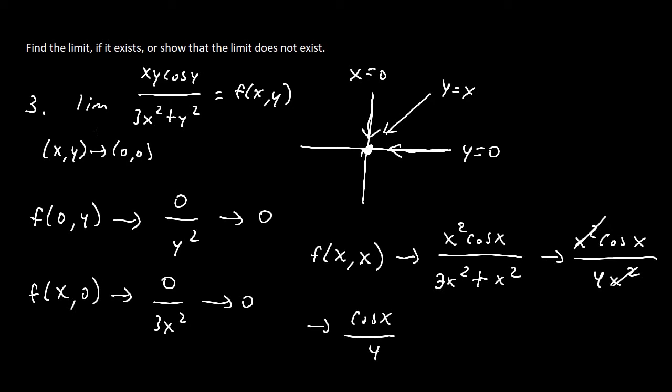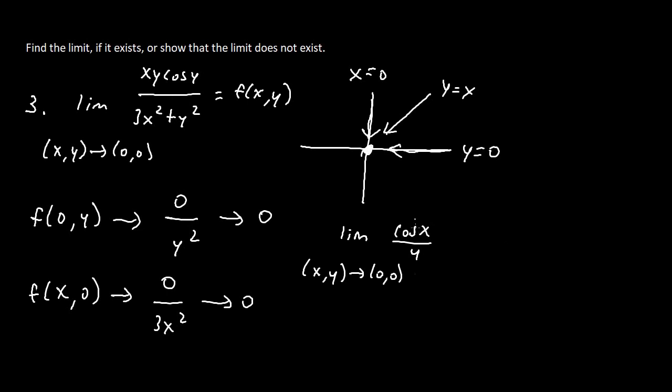So now what we can do is go back to the original limit notation. We can rewrite it as the limit of cosine x over 4 as x and y approach 0 and 0. Notice there is no y value in the function, so we don't have to worry about that. But the x value is there, and we're trying to find the limit as x approaches 0. So we'll plug in 0 for x, and we'll get cosine of 0 over 4. Cosine of 0 is 1, so we'll end up getting 1 over 4.